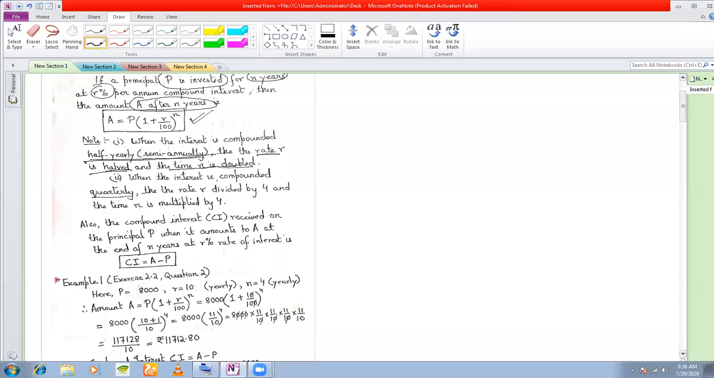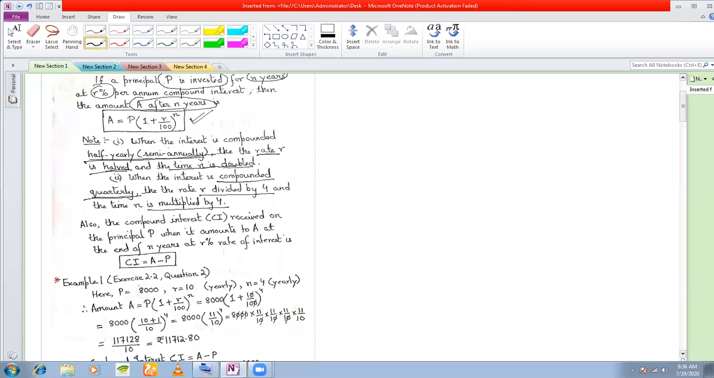Now, if the interest is compounded quarterly, then the rate is divided by 4 because we are dividing the year into 4 parts, and the time is multiplied by 4. That is what the compound interest formula is about.